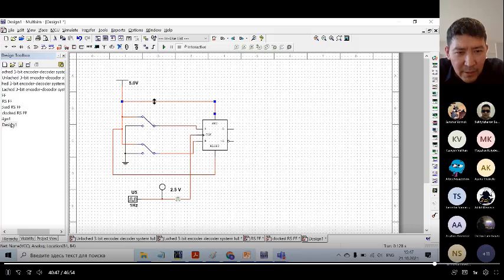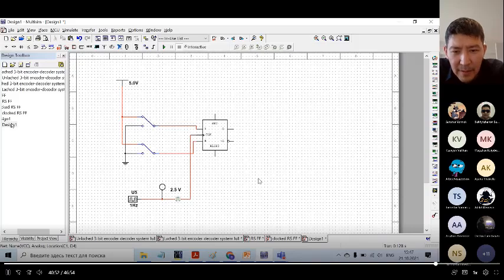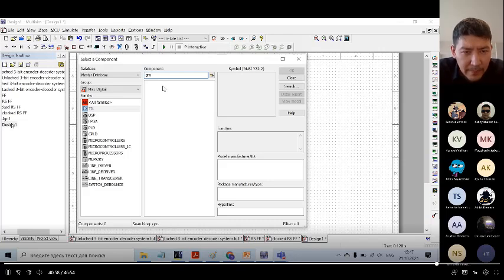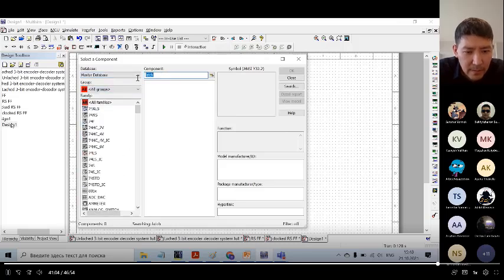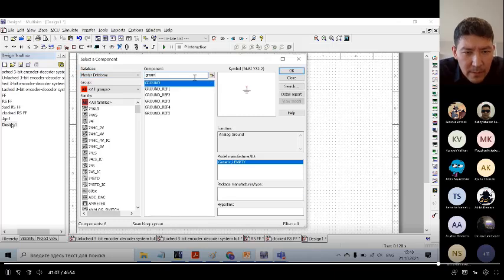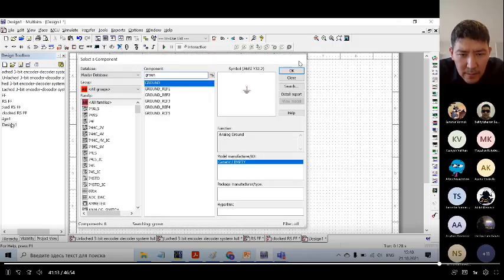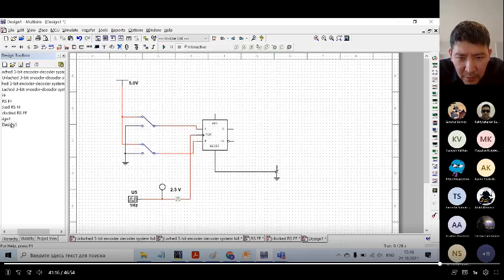No. We should not activate this one. It should be connected to the ground. Ground. So for a while, do not think about why I'm connecting this part to the ground. Just consider this part and let's consider our outputs.